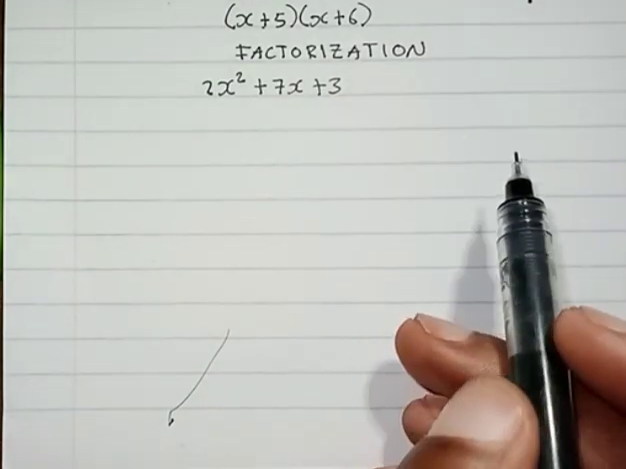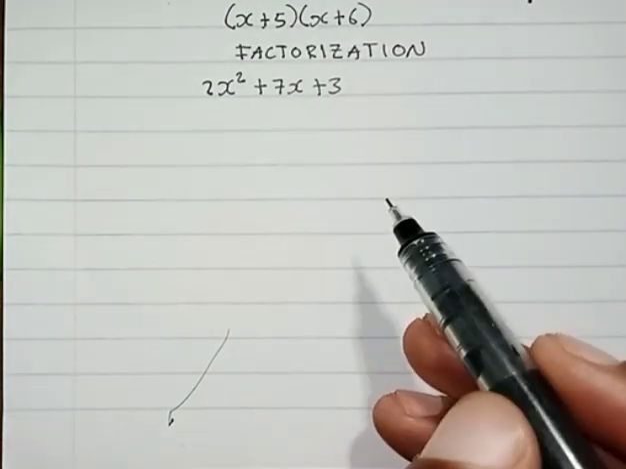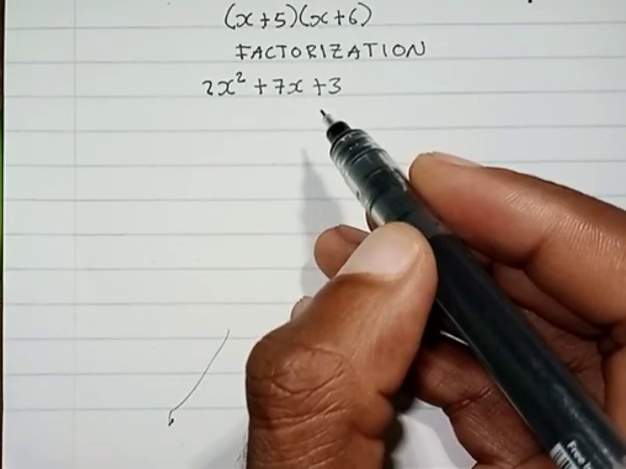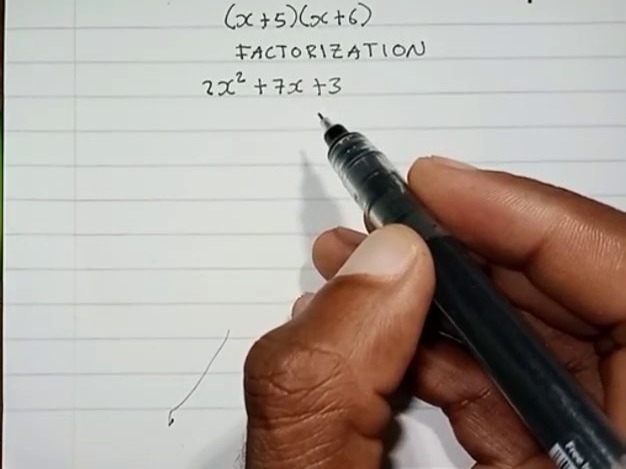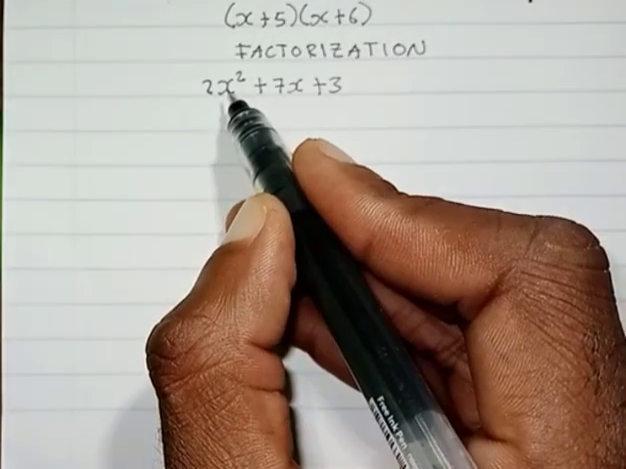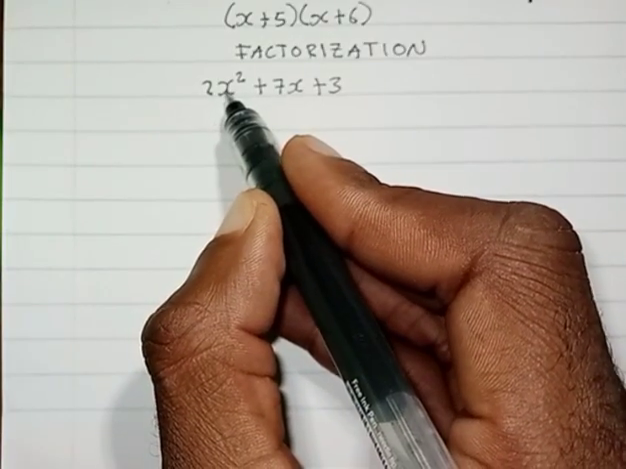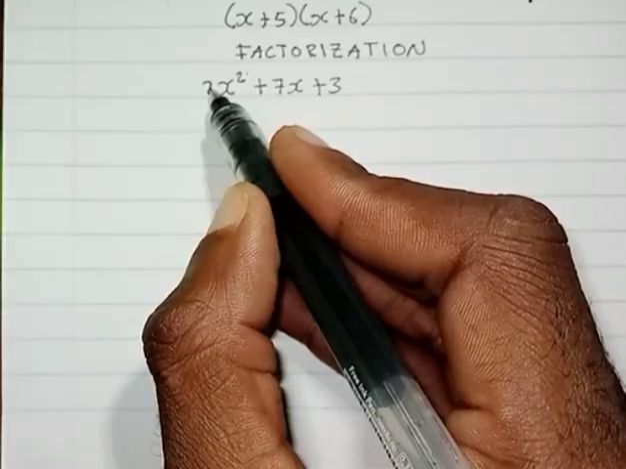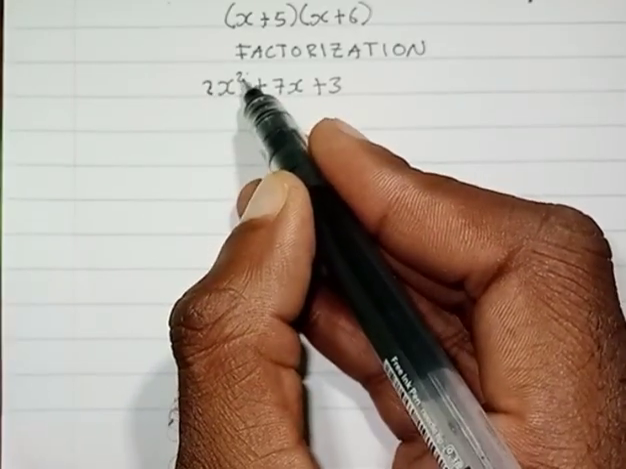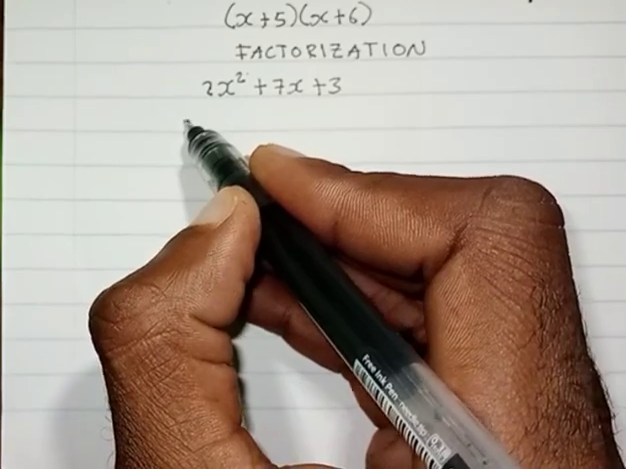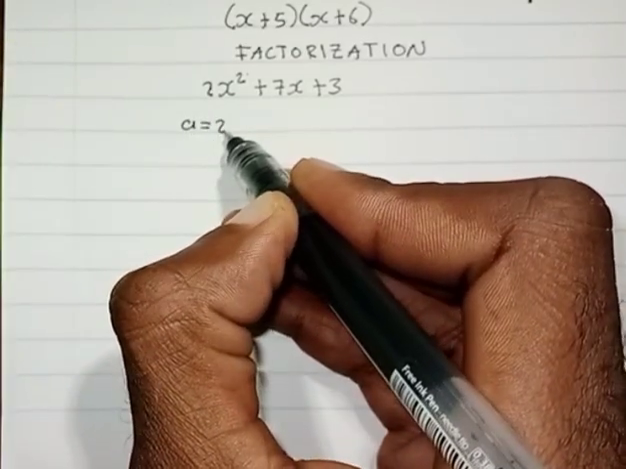Now, let us factorize this quadratic expression. To factorize the quadratic expression, we extract the coefficients from it. So, this number, which is found in front of the x squared, is called a. So this is our x squared. The number in front of x squared is called a. So our a is equal to 2.